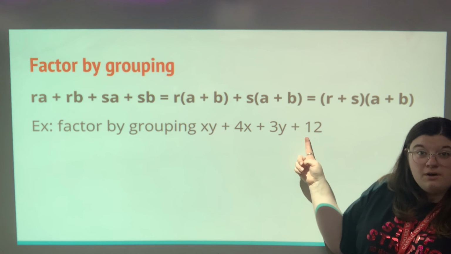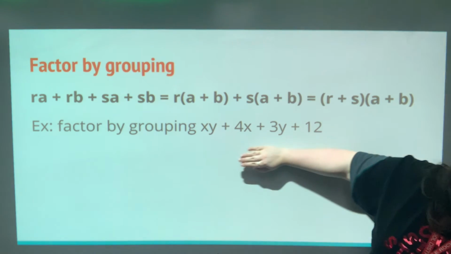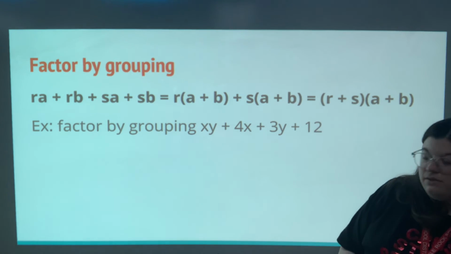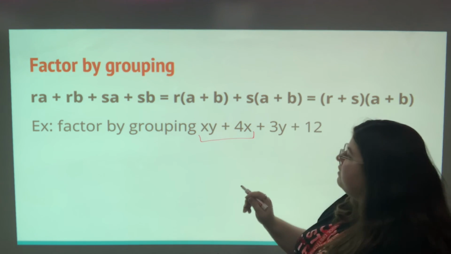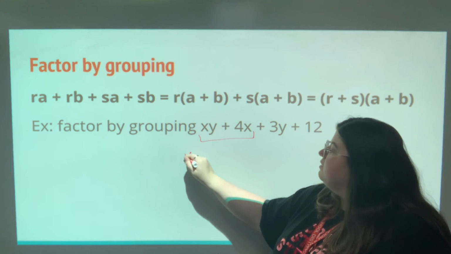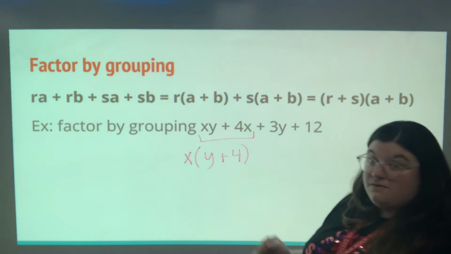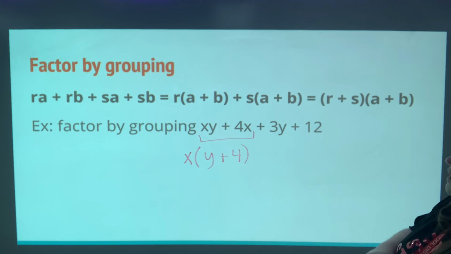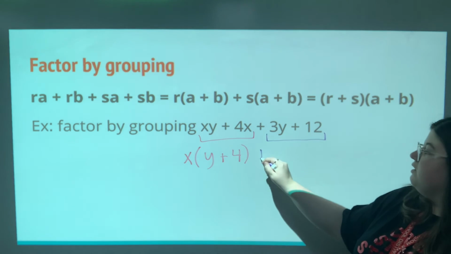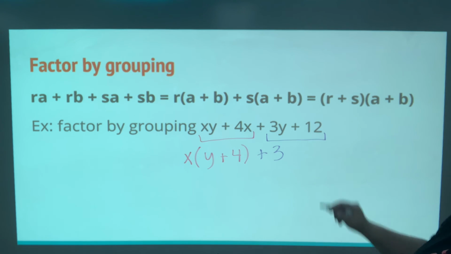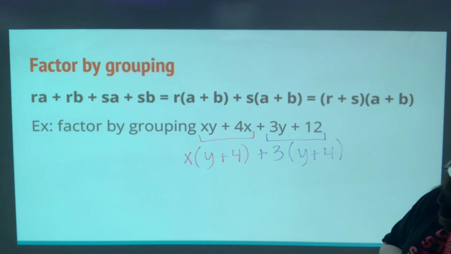12 divided by 3 is 4. So from these first two terms, let's pull out an x, and from these two terms, let's factor out a 3. So I'm going to try and color code this a little bit. If I factor out an x, it's just going to be x times (y plus 4). And here, these last two terms that we're grouping together, we said we could factor out a 3. So I'm going to factor out a positive 3. What's left? (y plus 4) is left there.